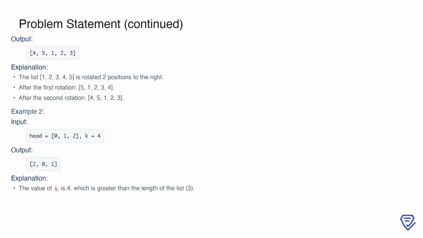In another example, if the input list is 0, 1, 2, and k is 4, the output will be 2, 0, 1. Since k is larger than the length of the list, we only need to rotate it by k%n positions, where n is the length of the list. Here, the list length n is 3, so k%3 gives 1. Rotating the list by one position results in 2, 0, 1.